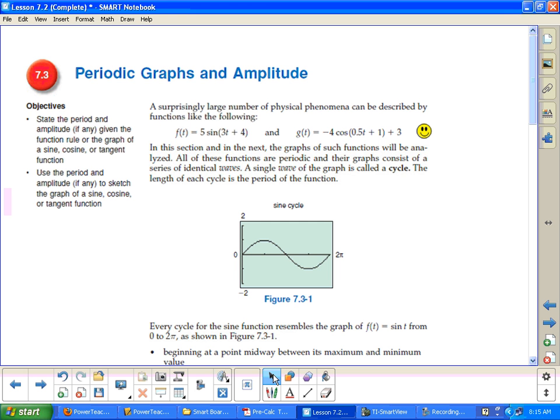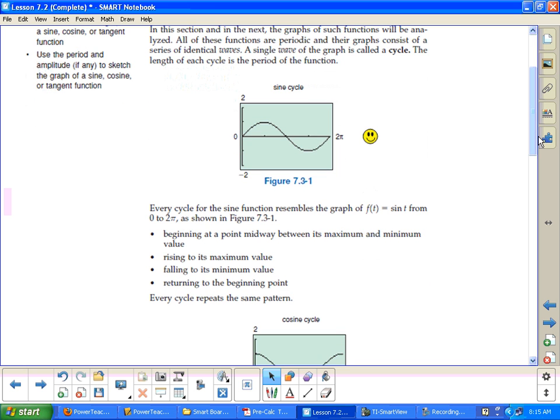So in this section and the next, the graphs of such functions will be analyzed. All these functions are periodic, and their graph consists of a series of identical waves. A single wave of the graph is called a cycle. So when we graph from negative 2 pi to 2 pi, we're actually graphing two cycles of sine and cosine, right? Because one cycle would go from 0 to 2 pi, and that is what we call the period. So here's the graph of one cycle of sine from 0 to 2 pi, and it has what we call a period of 2 pi because that's how long it takes for one cycle to complete itself.